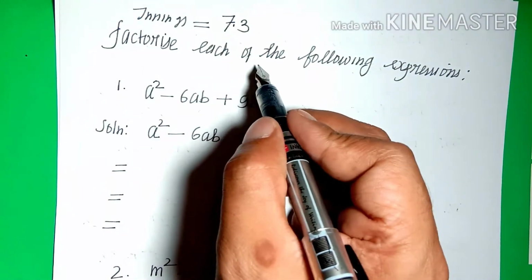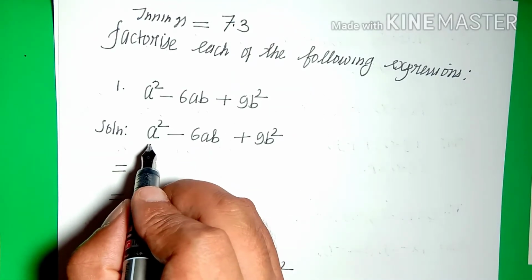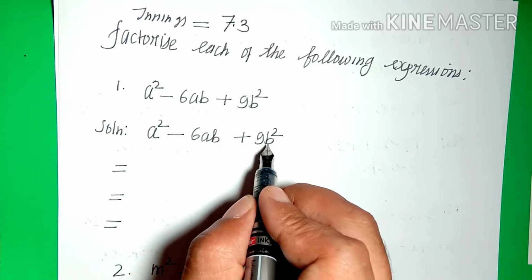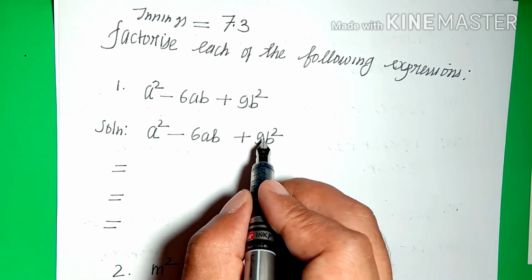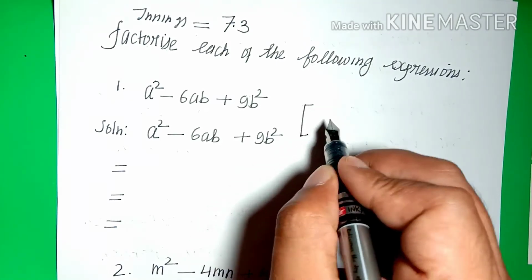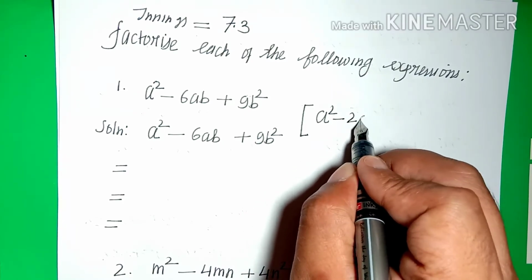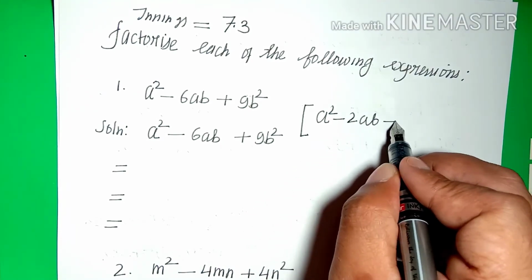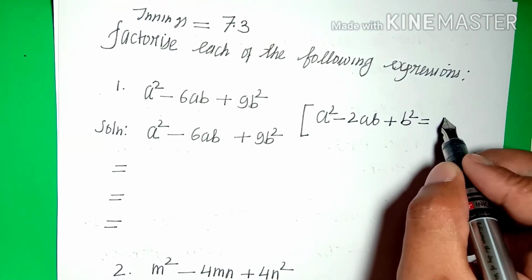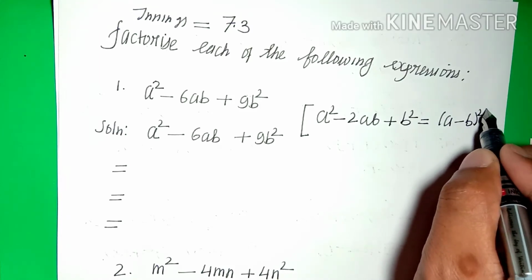Factorize each of the following expressions. Sub question number 1: a square minus 6ab plus 9b square. For these questions you'll have to recall the identity a square minus 2ab plus b square, and that equals a minus b the whole square.